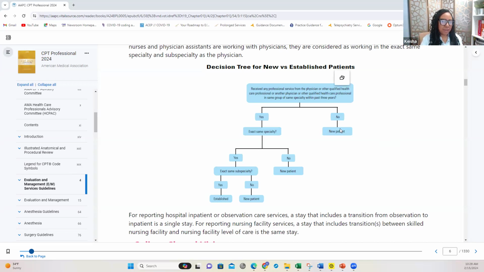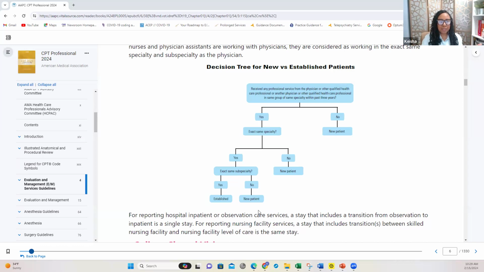But sometimes we have to become investigators, right? So now we're looking at, yes, some more questions. Are they of the exact same specialty? Yes or no? If it's no, then okay, it's a new patient. Easy, right? But what if you answered yes? Is it the exact same subspecialty? Yes or no? If it's yes, then it's an established patient. If it's no, then that's a new patient.